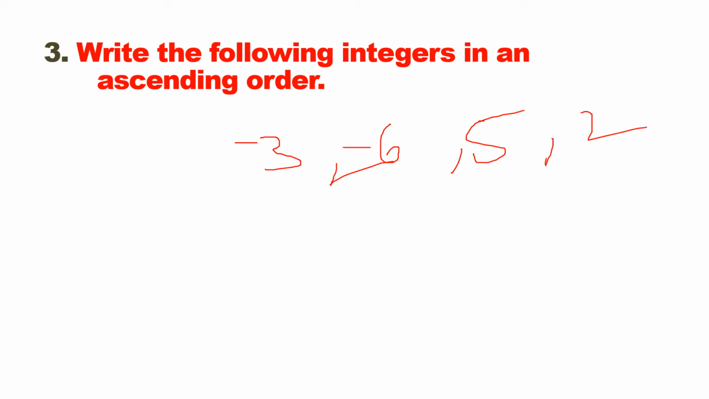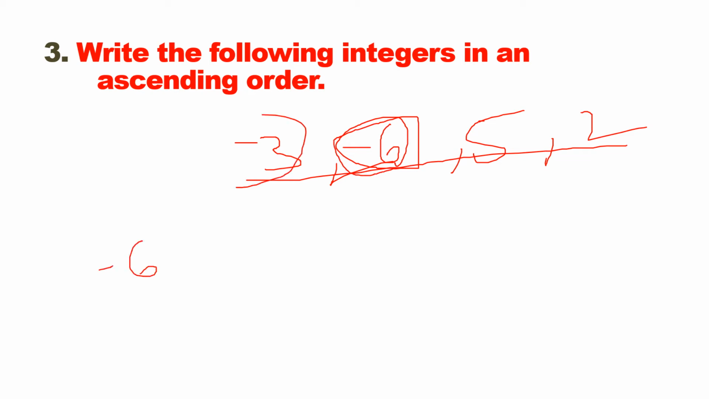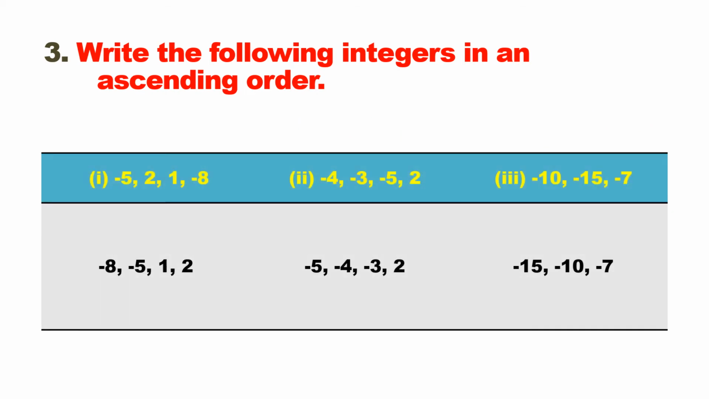If you want to arrange them in ascending order, small to big, the smallest number is minus 6, because I told you for negative numbers, the big number is the small one. So minus 6. Negative numbers are always small numbers. Next minus 3. Next the small positive one is 2. Next 5. In this way you should write. Clear? So your questions are like this.